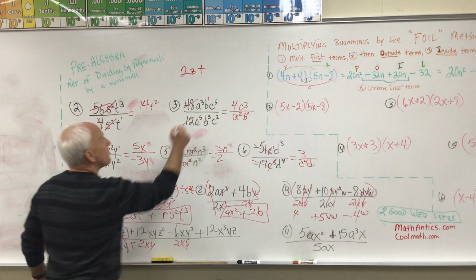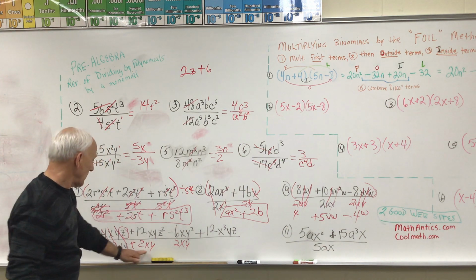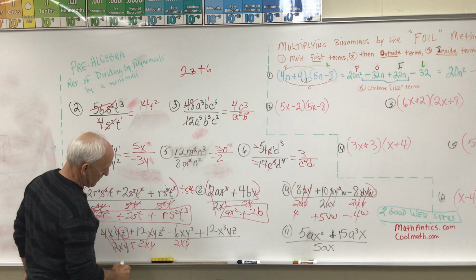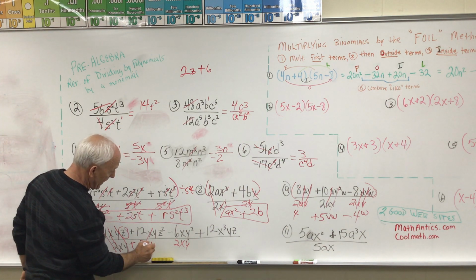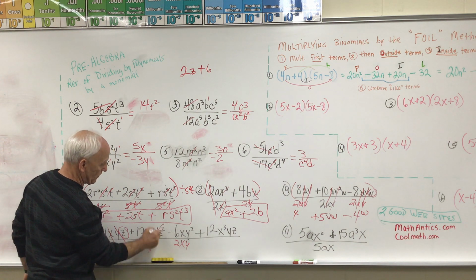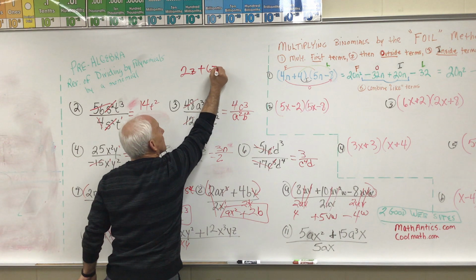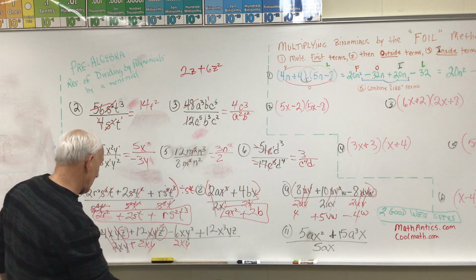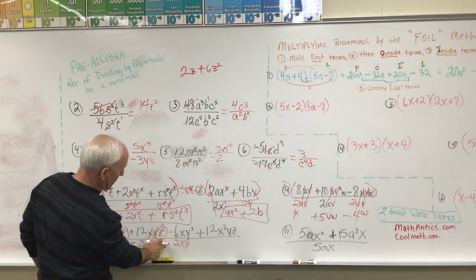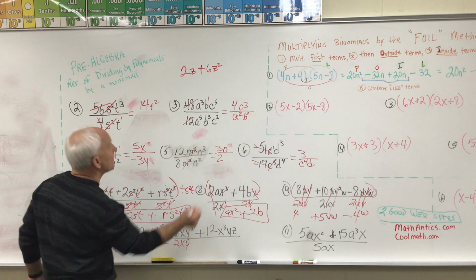2 into 12. X into x disappears. Y into y disappears. What's left? What goes next to the 6? Z squared. All right, one more. Uh-oh, operational sign is different, isn't it?